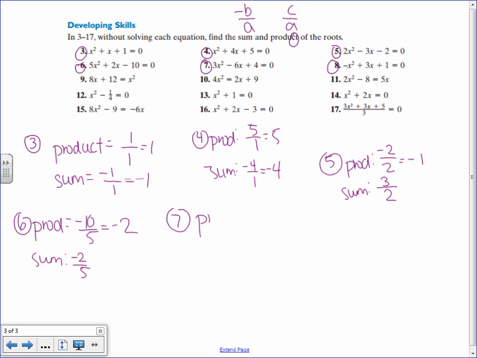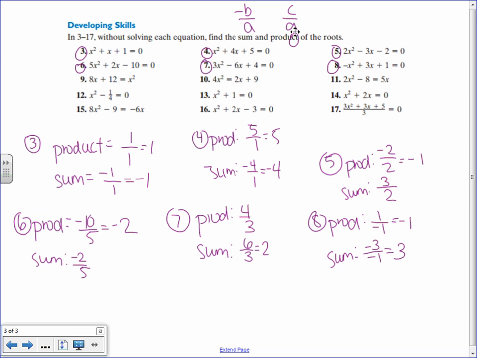For number 7, my product is C over A, so 4 over 3. My sum is going to be negative B over A, so that's a positive 6 over 3, which simplifies to 2. And then for 8, my product is going to be C over A, which is going to be 1 over negative 1, which is negative 1. And my sum is going to be negative B, so negative 3 over A, which is negative 1, and that simplifies to positive 3.